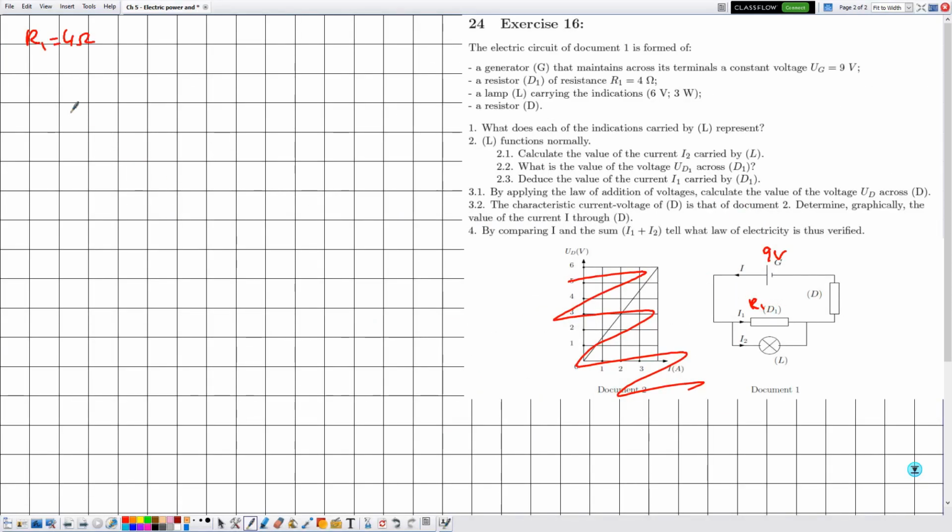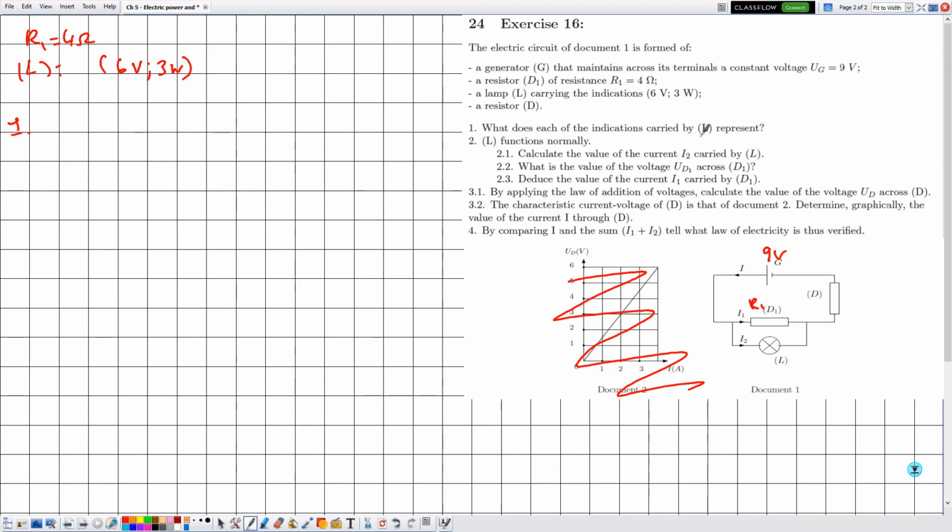A lamp L carrying the following indications: 6 volts, 3 watts. Notice that I didn't label these indications on the lamp because yet we don't know if the lamp L is functioning normally. And a resistor D. So we don't know the resistance of the resistor D.